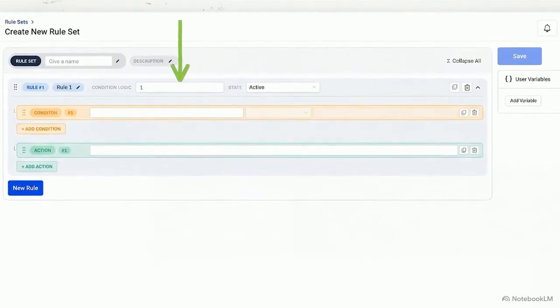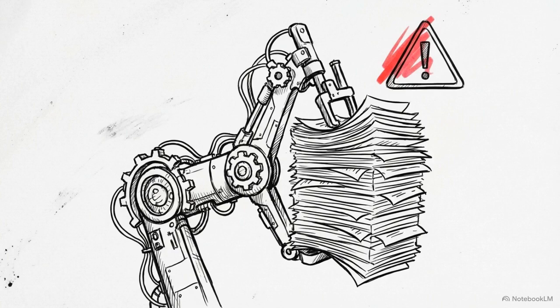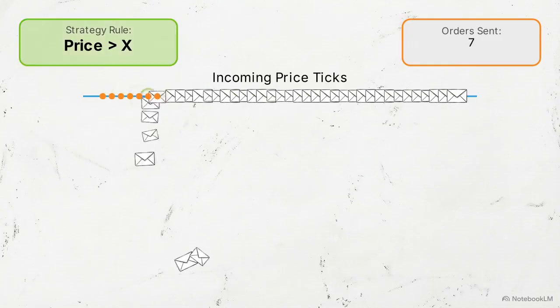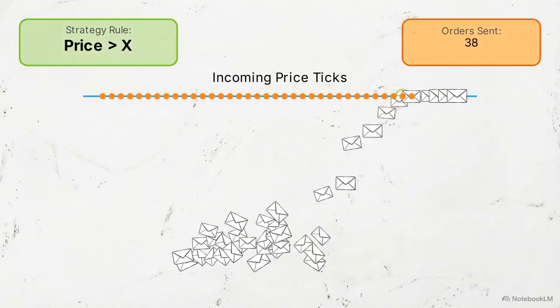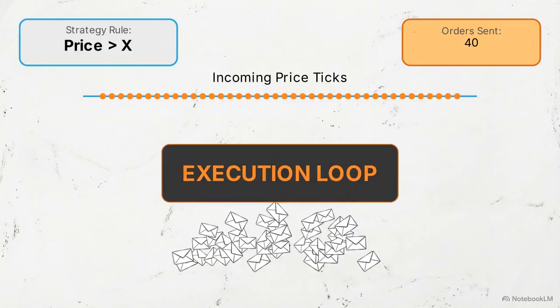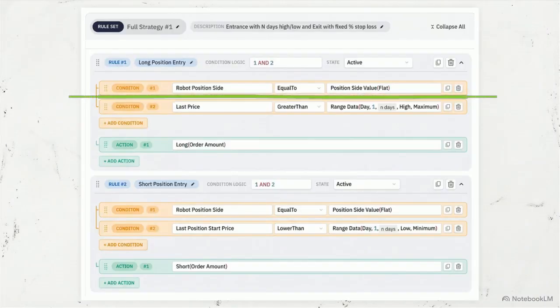The condition logic field at the top allows you to determine how conditions interact using and/or statements to define the execution path. A common issue when first automating a strategy is the execution loop. This occurs when a robot repeatedly sends orders because the market conditions remain true over consecutive price ticks. You can prevent these loops by adding a guard condition.